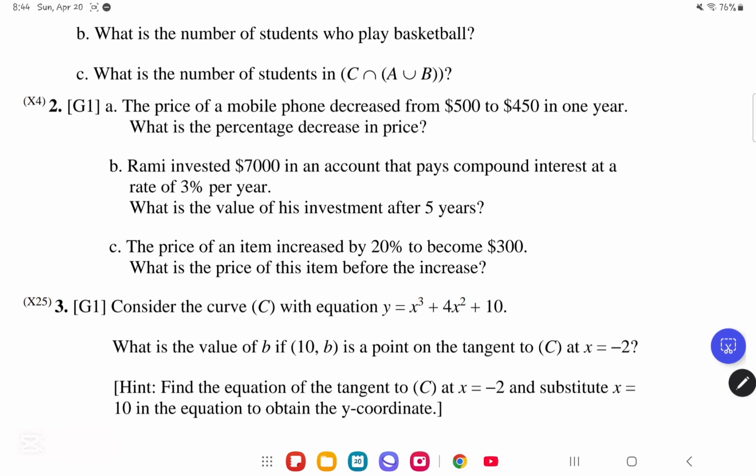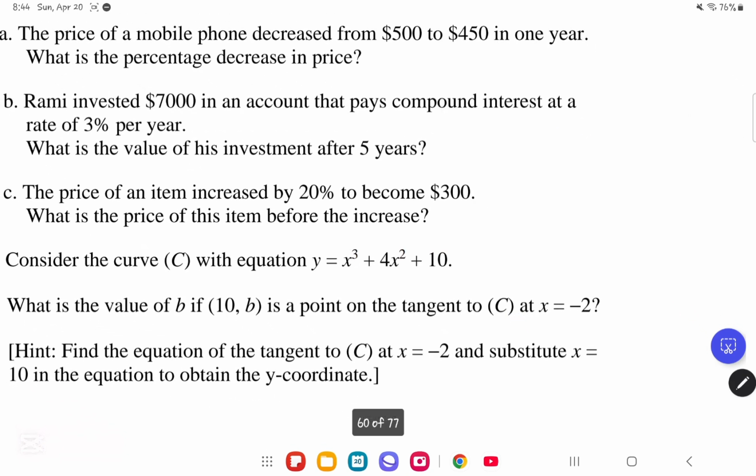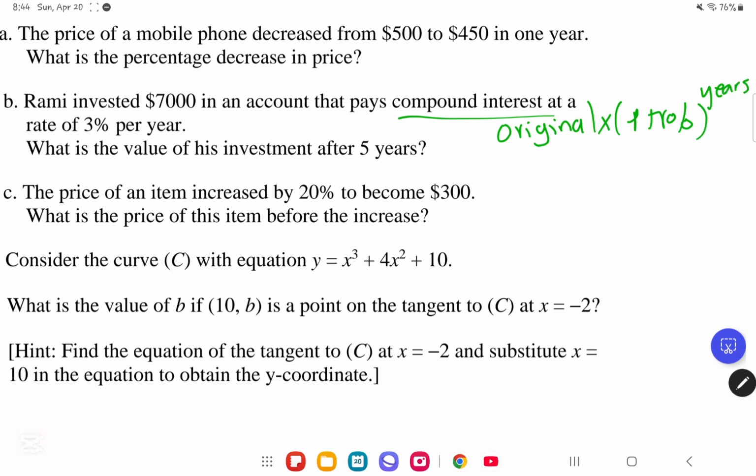In part B, they said, Rami invested $7,000 in an account that pays compound interest at a rate of 3% per year. What is the value of his investment after 5 years? Because we're dealing with compound interest, we have to apply the equation original times 1 plus the percentage, to the power of the years. So the original, which is $7,000, times 1 plus the percentage, which is 3%, to the power of the number of years, which is 5.